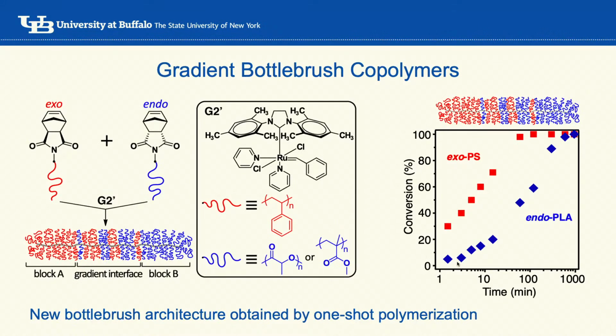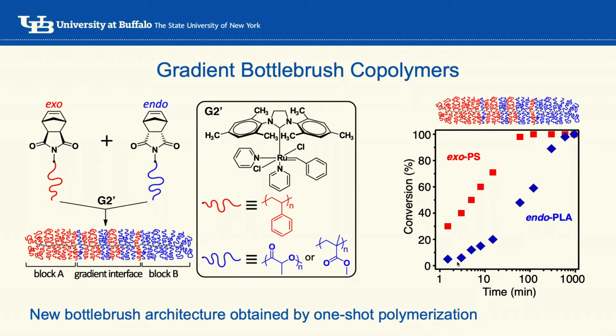And one thing we thought to do is to change the interface between the blocks. So instead of having a sharp transition from red to blue, we designed a bottle brush copolymer that has a gradient transition from red to blue, right?